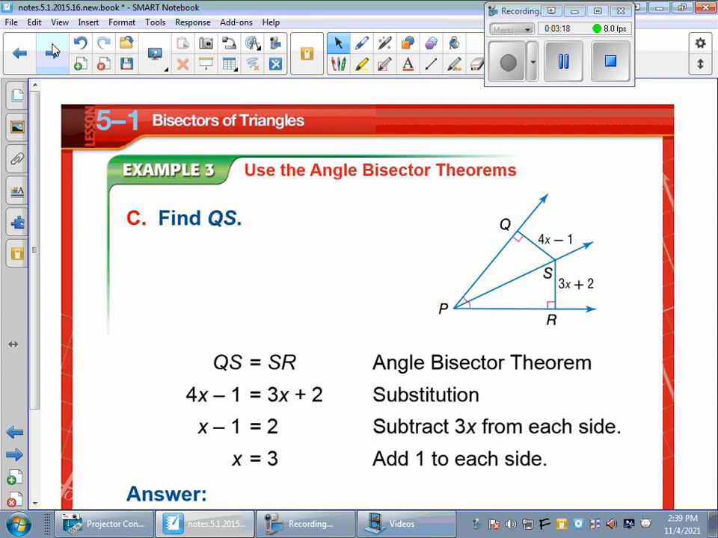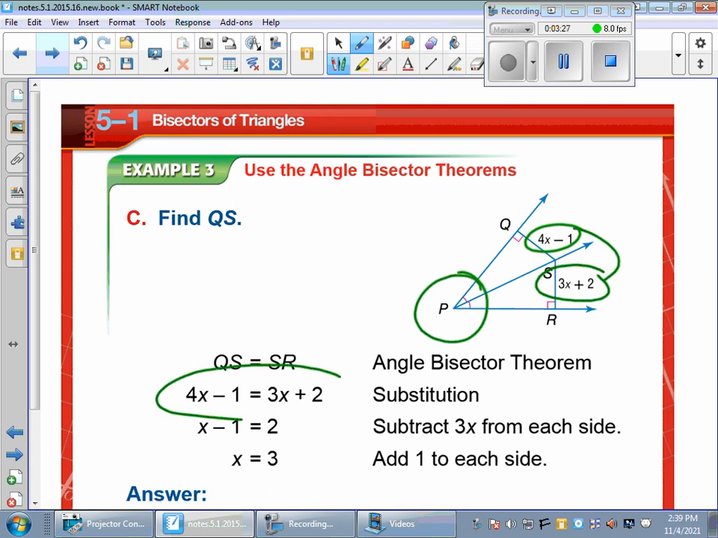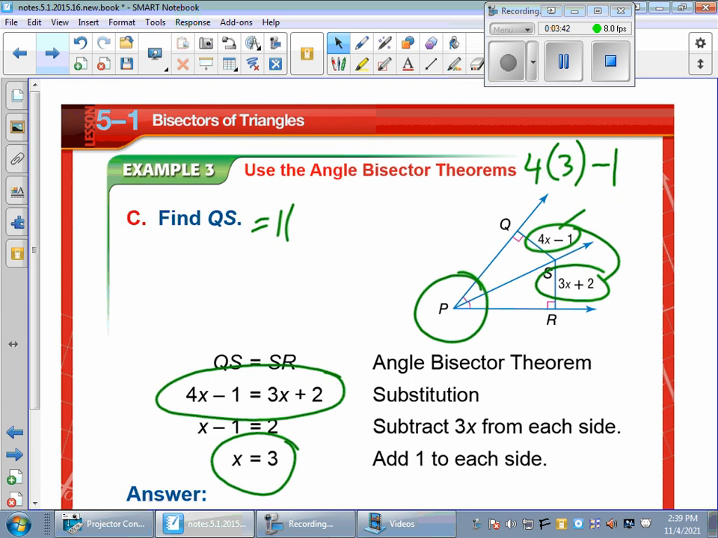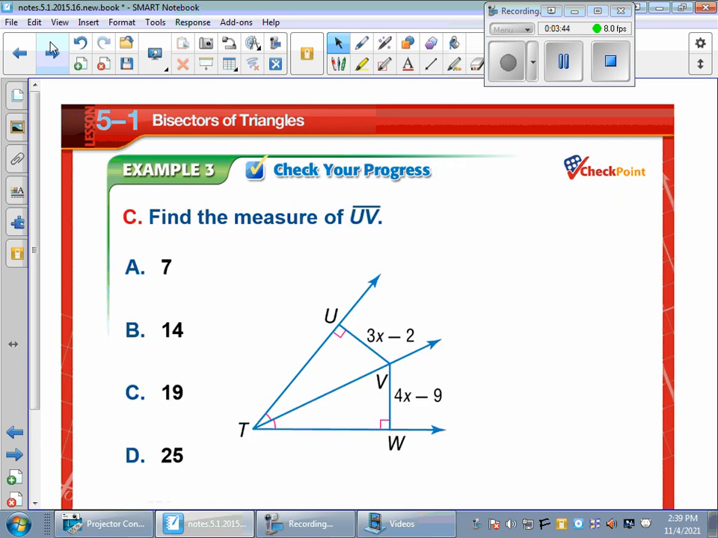Next slide here says find QS. We want to find this. This represents that we have an angle bisector. Set these two equal to each other. You can see that is done here. You find that x is 3. And once you find x is 3, we plug it into the original here. So 4 times 3 minus 1, 12 minus 1, QS equals 11. QS equals 11.